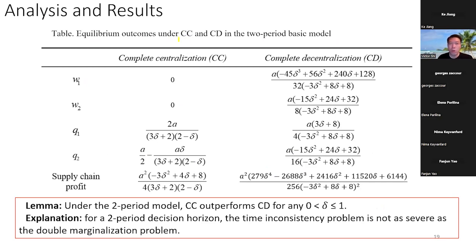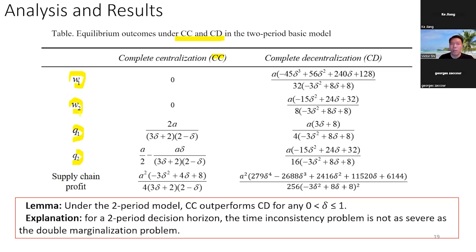So this result only compares the complete centralization and complete decentralization, okay? For CC and for CD, we list what is W1, what is W2, what is Q1, what is Q2, and what is the supply chain profit. So W1, again, is the wholesale price charged to the retailer in period 1. W2 is for period 2. For the complete centralization, it is 0 because there's no wholesale price going on. And remember, we also assume the production cost of the product is 0, just for simplicity.